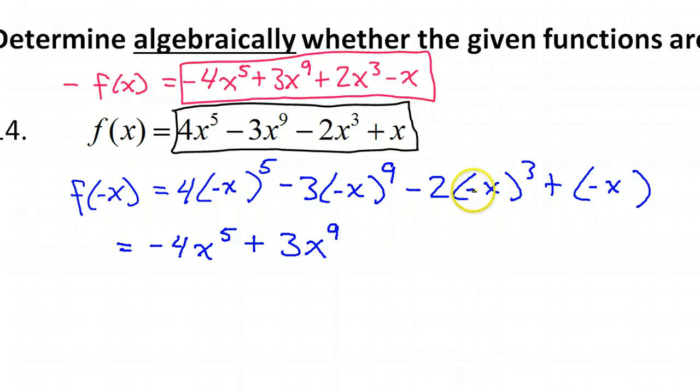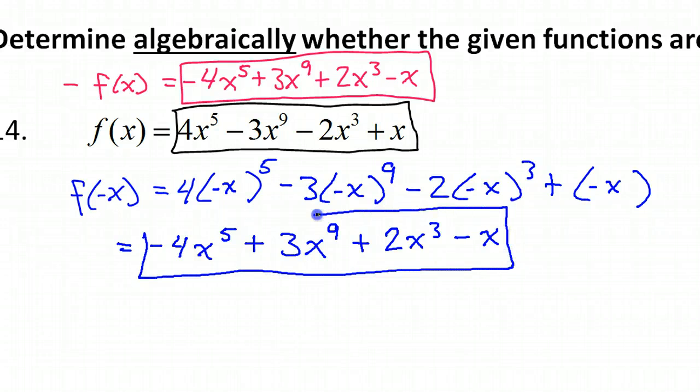This negative is going to stay, odd power. So I have a negative times a negative, that will be a positive. So that will be positive 2x to the 3rd power. This negative is going to stay because there's no power at all. So of course the negative is going to stick around. So plus minus, that's just the same as minus x. So this is f of negative x.